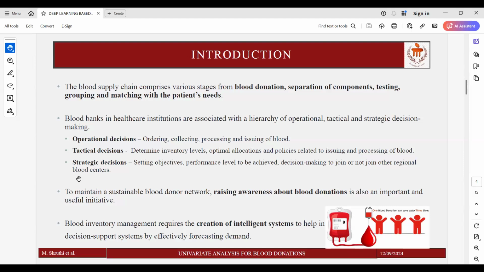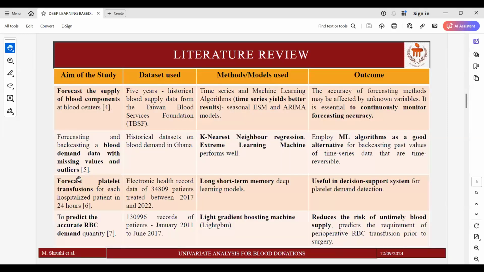Blood inventory management will require the creation of intelligent systems to help in building decision support systems which can effectively forecast the demand. I have made a series of literature reviews which prescribe the use of time series and machine learning models in various areas of the blood supply chain. The aims of the studies include forecasting the supply of blood components, handling blood database management systems with missing values and outliers, forecasting platelets, and predicting the accurate red blood cell quantity required.